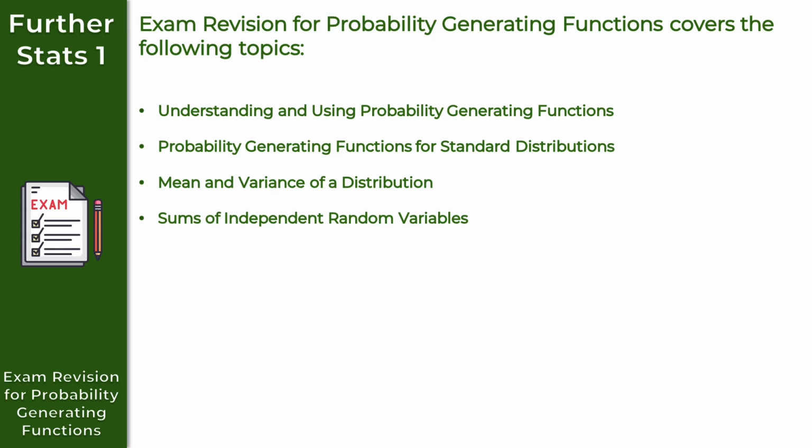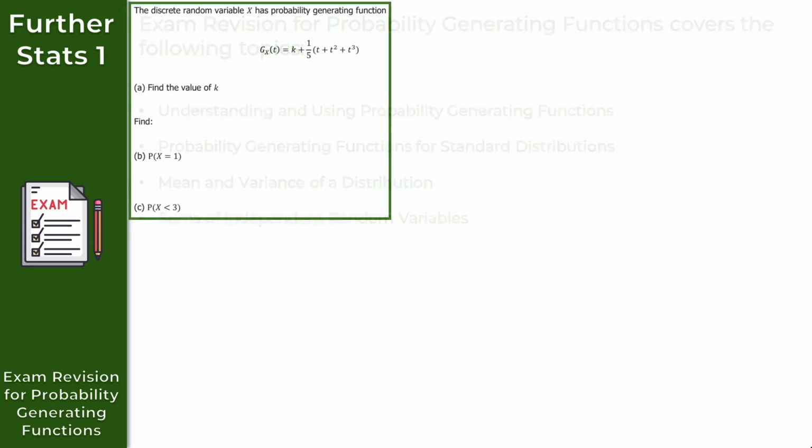Let's get started with question 1. So for question 1, we have the random variable x here, which has the following probability generating function. So I've got g of x in terms of t. Now, for the first part of this question, part A, it just asks us to find the value of k here. So how do we find the value of k then for part A?